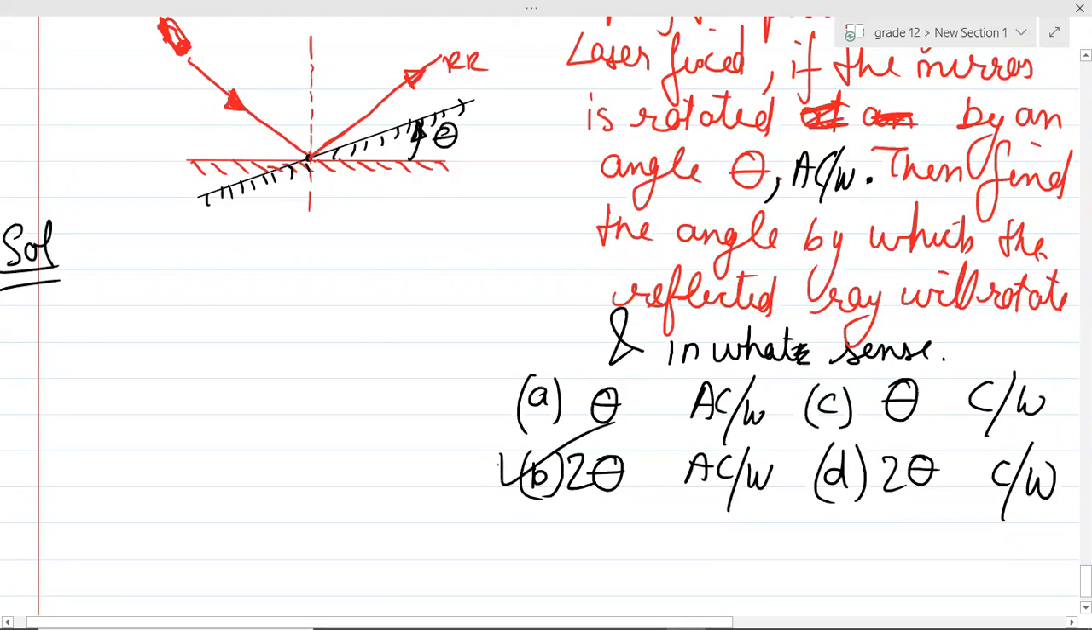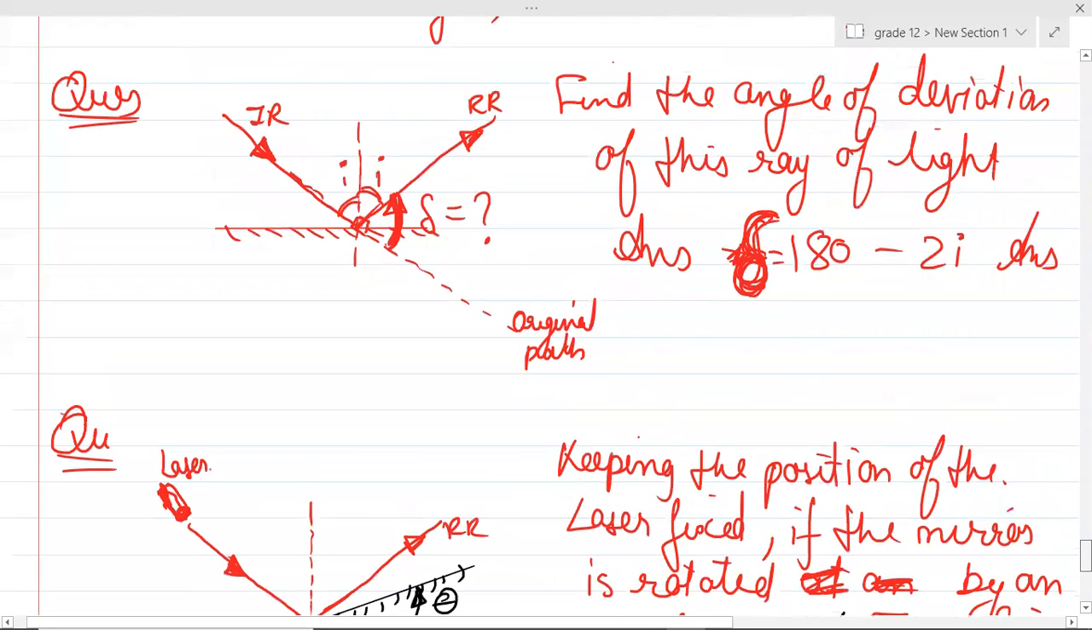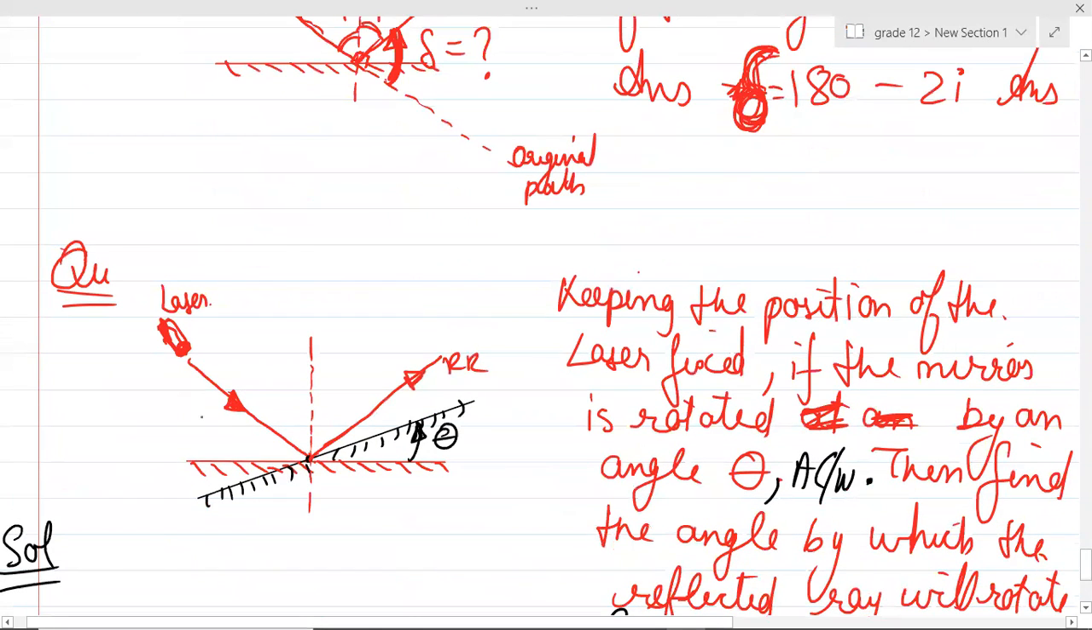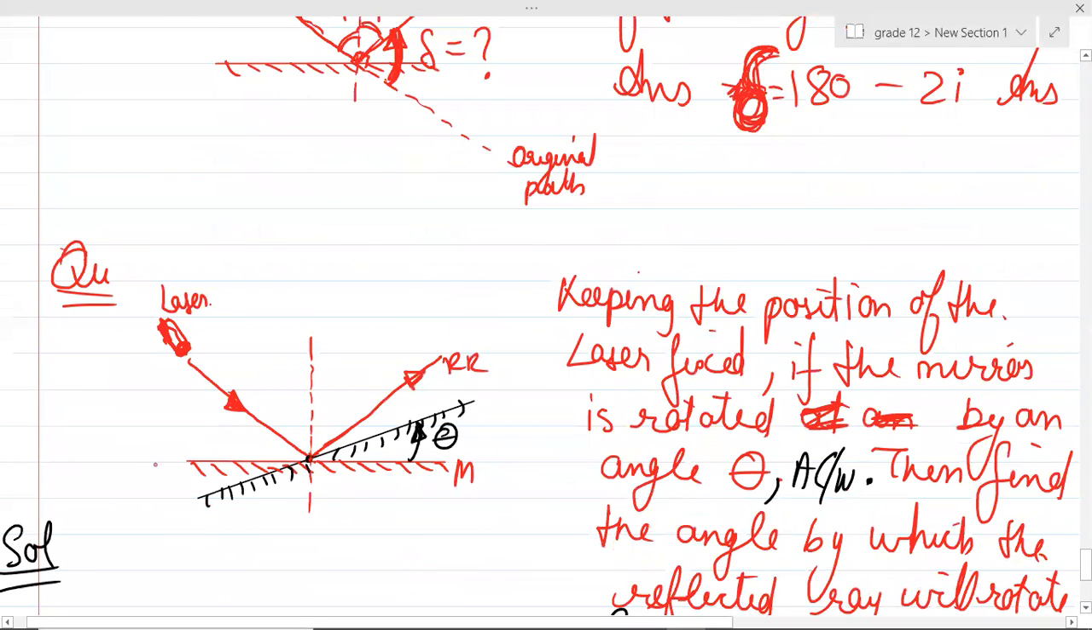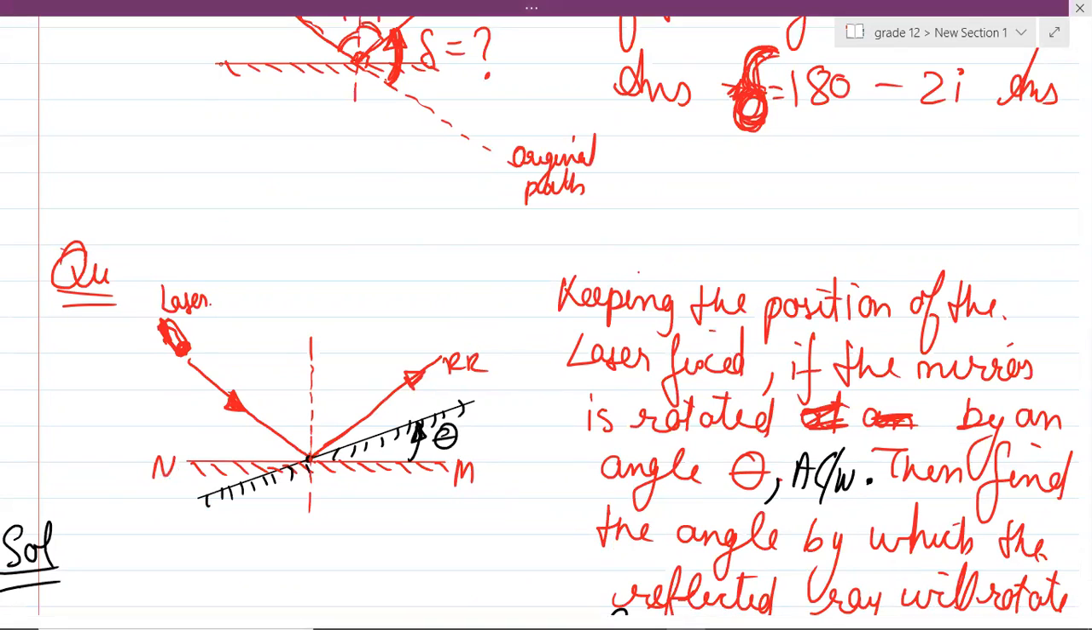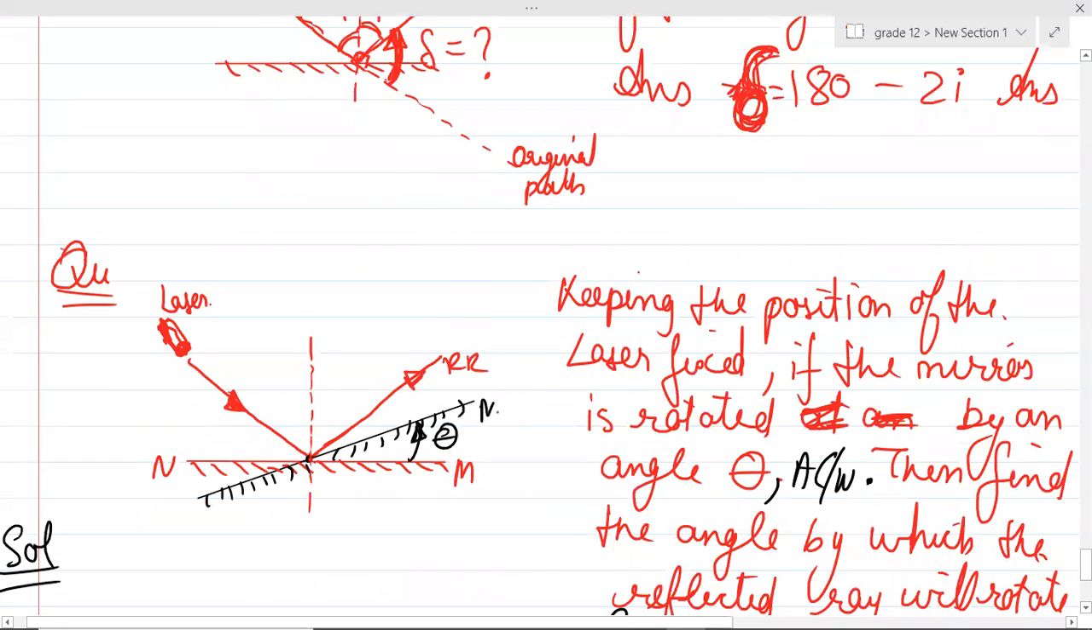How? Can you tell me how? Guys, please look over here. The mirror is rotated by an angle theta. Let's say the initial position of the mirror is basically this MN, and the new position of the mirror is M dash N dash, right? This point is the same, and I'm not moving this incident ray, right?